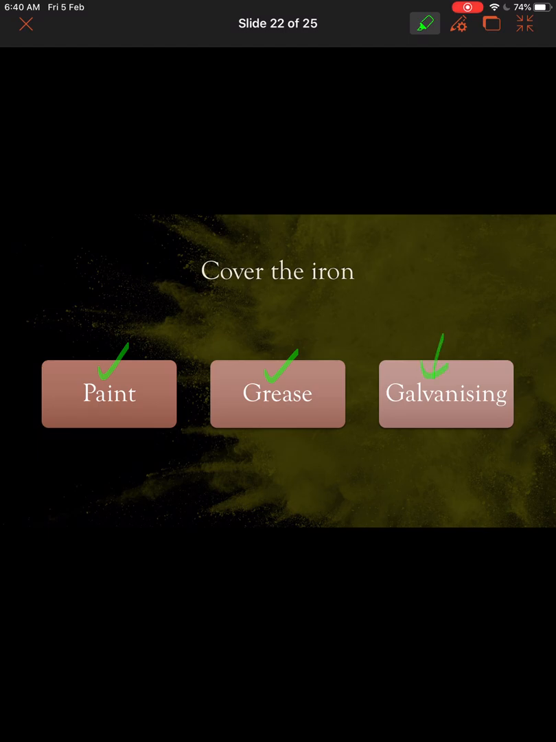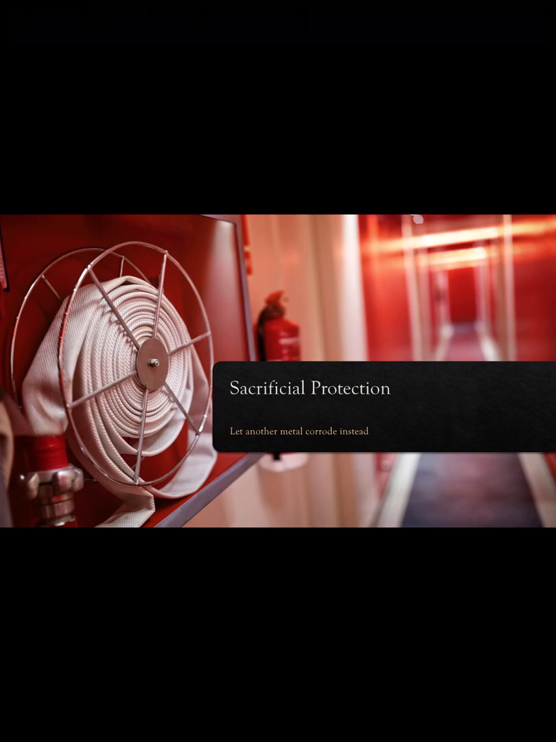Galvanizing is where we coat zinc metal onto any iron material. Galvanizing is special only when we use zinc as the coating on the iron. Okay, let another metal corrode instead. We call it sacrificial protection. Sacrificial protection: let another metal corrode.